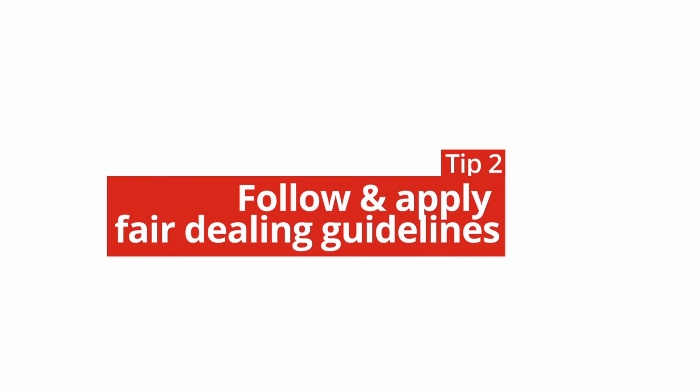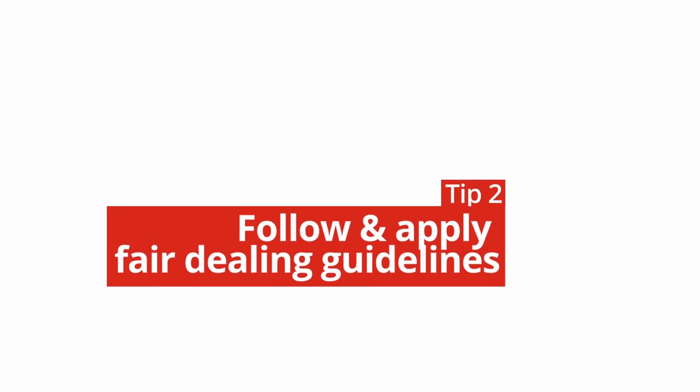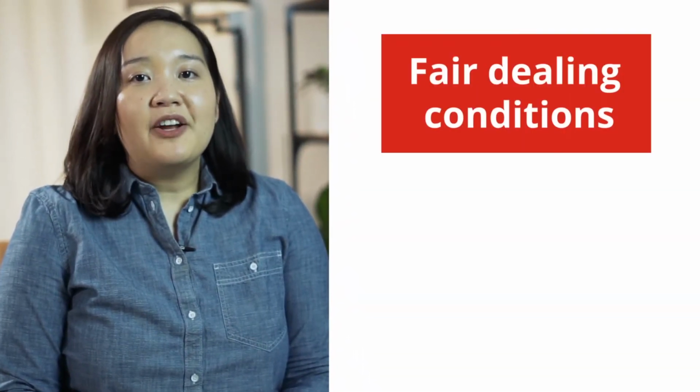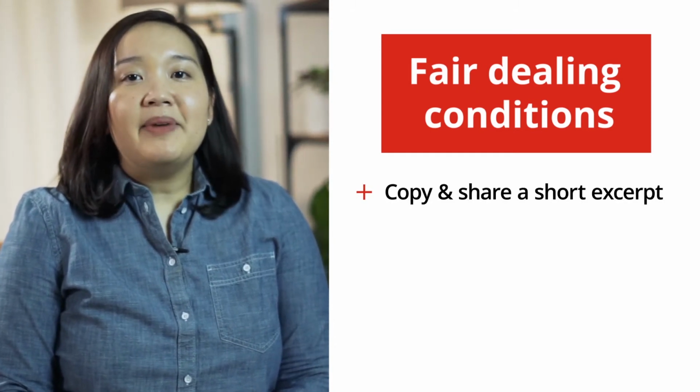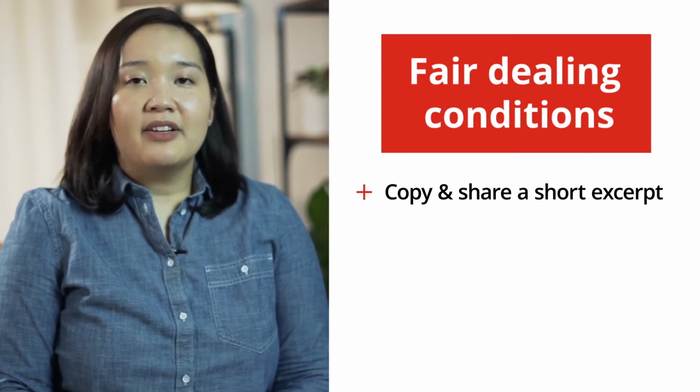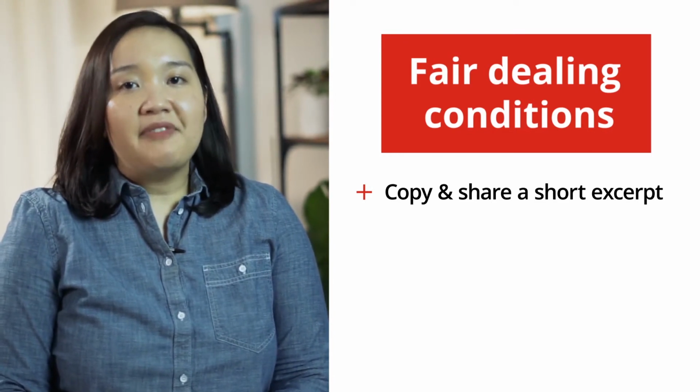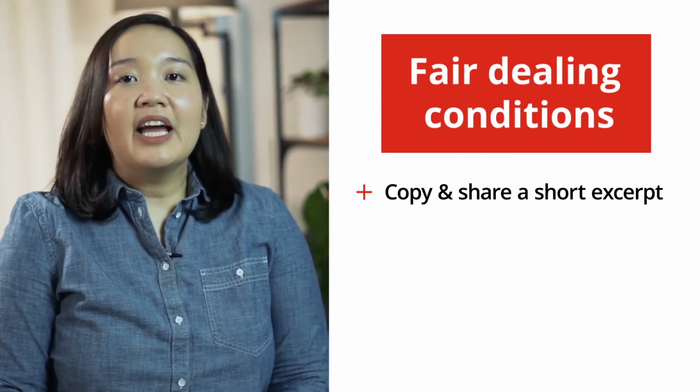If you must make a copy of the resource, our next tip is to make sure to follow and apply fair dealing guidelines. Fair dealing is a user exemption in the Copyright Act. It allows faculty to reproduce and share copyrighted works with their students without the need to get permission from the copyright holder. To apply fair dealing, there are conditions which faculty must follow. When reproducing a work under fair dealing, faculty may only copy and share a short excerpt. This typically means copying up to 10% of an entire work. For example, fair dealing allows faculty to scan one chapter of a print book and post it to Blackboard.